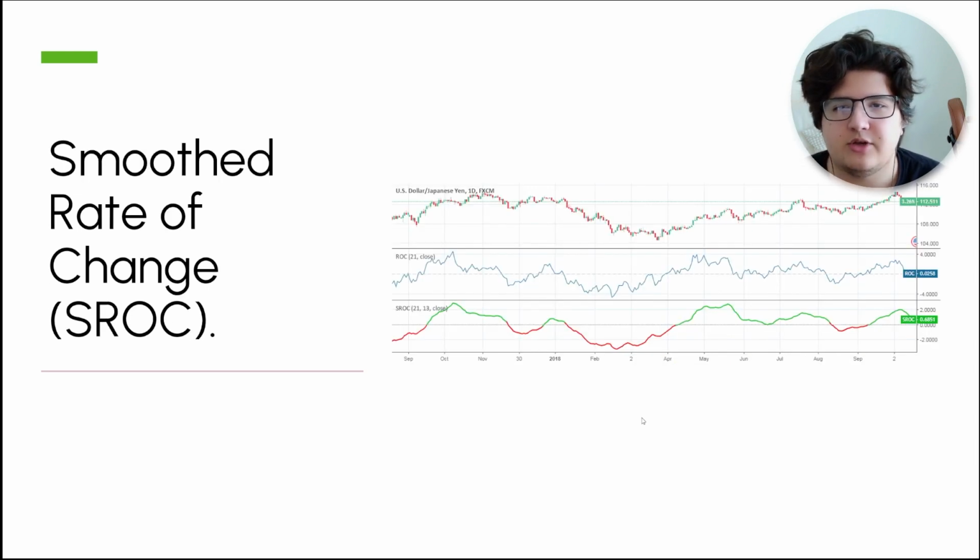The one we're actually going to be using in this example is the smoothed rate of change, the SROC. This is created by combining the percentage change in price with an exponential moving average to smooth out that rate of change, to make it a lot less noisy compared to the normal ROC.